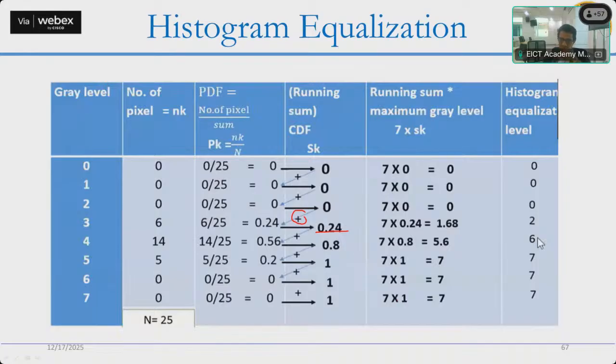That's it. Now what you will do, this SK value, we will basically multiply by the maximum value of the gray level. Maximum gray level. What is the maximum gray level? Gray level is basically 7 only. Total 8 gray levels are there. So when we multiply it by 7, we will get these values. 7 into 0.24, etc.